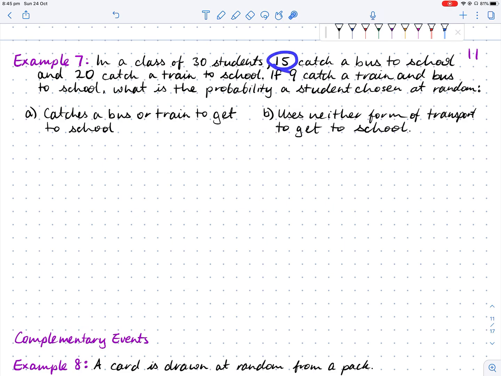So if we're looking at the 15 who catch a bus, I can write probability of bus, B for bus, is 15 out of 30.